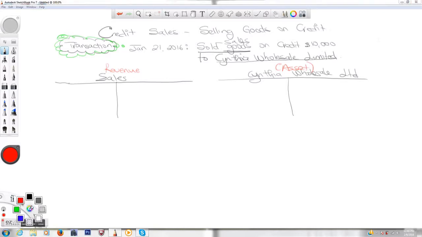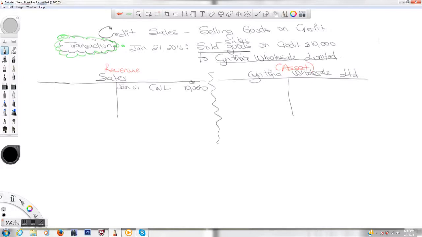So we're selling Cynthia goods on credit. Cynthia will now owe us money. Cynthia is our asset. She's an accounts receivable, a debtor. So now, how do we do this? When we sell goods on credit, we of course are increasing our sales revenue. The double entry rule for revenue says to increase our revenue with credit. So we credit the sales account because it's the revenue. And it's to Cynthia Wholesale Limited, and the amount is $10,000.